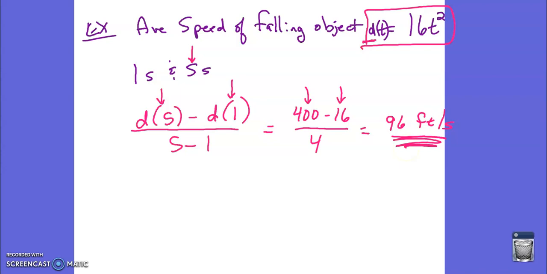Again, you drop an object off of a cliff. You can graph this if you want, and then look at the points. It would literally be (5, 400), and then (1, 16). Those are the 2 points, and then you can literally calculate the slope between those 2 points.